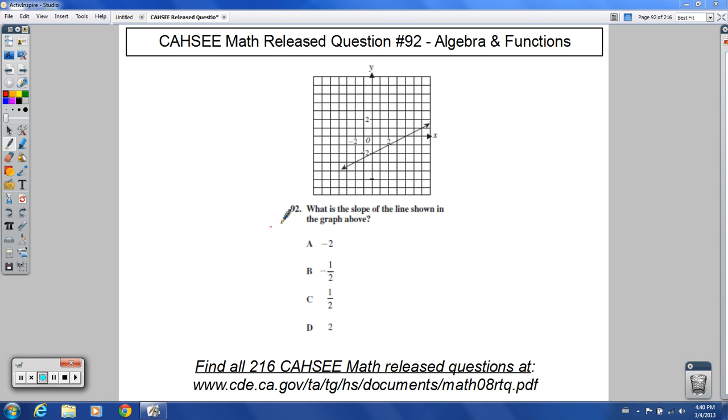Here's release question number 92 for CAHSEE Math, still on the algebra and functions section here. What is the slope? Oh, yes. What is the slope of the line shown in the graph above?